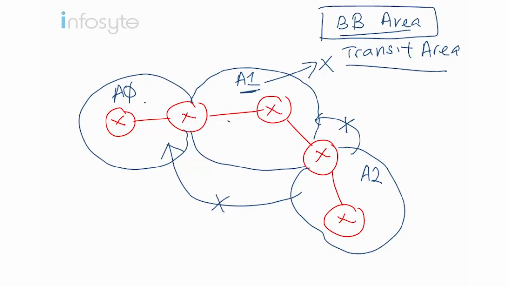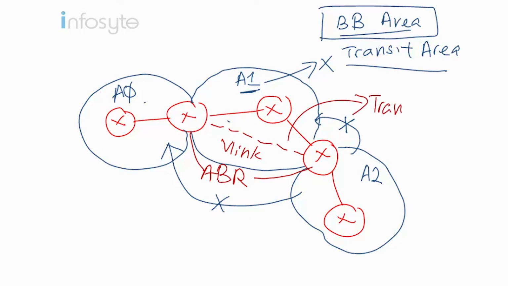You need to define a V-link, a virtual link between the two ABR routers. A V-link is called a transit area, and we also call this area 0. Whichever routers you define as the ABR, you define the V-link on the ABR, and you generate area 0. So this is one example of why we need to use the V-link.